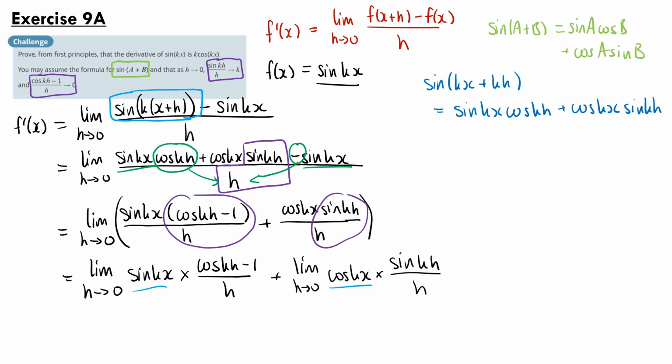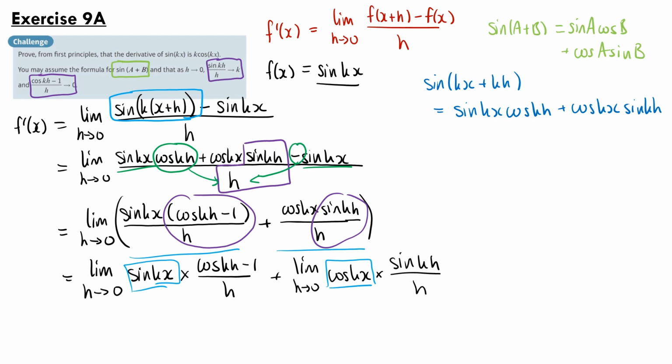And there's a reason why I've written these bits out separately. So these are the same things as the terms up here, but I've taken one of the factors from the numerator out in front, and that is because these here, the sine kx and cos kx, don't actually depend on h at all, because, well, they don't have an h in them.